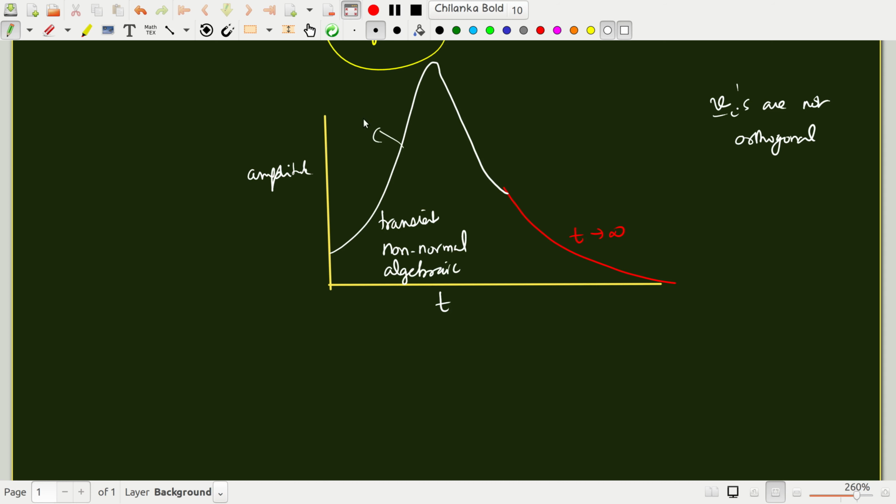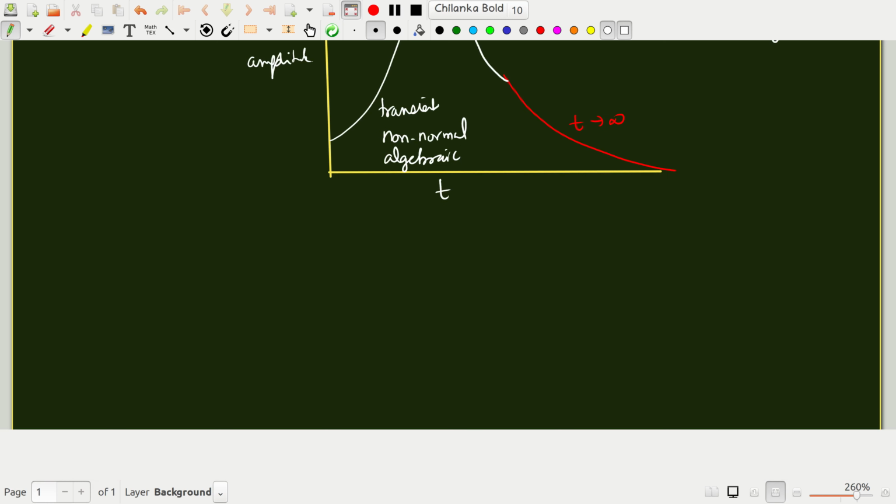This growth cannot be e to the t or something times t. It can be of the type t to the alpha, where alpha can be half or something like that, or t squared. Alpha can be half, 2 or 3 or whatever, right? Now, this is in the context of ODEs.